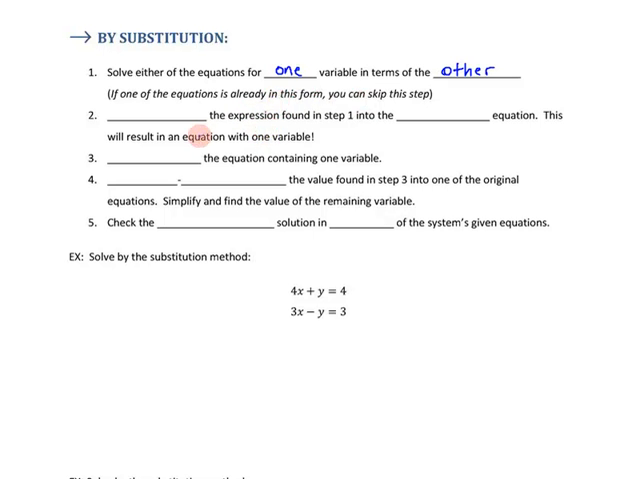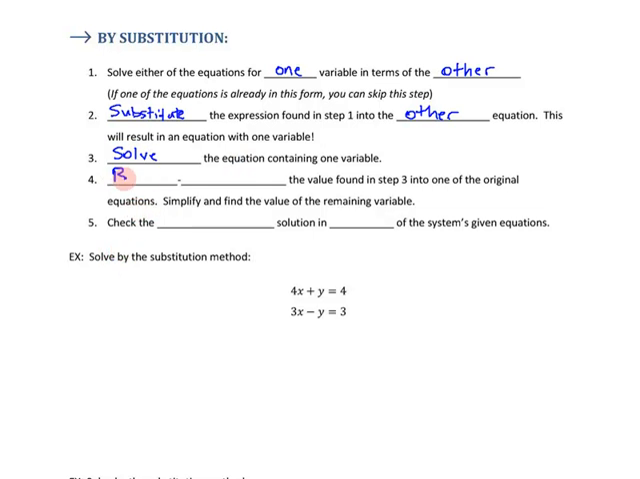Step 2 is to then substitute the expression found in step 1 into the other equation. For example, if we had solved y equals something in terms of x, that means we can replace y in the other equation with that expression that depends on x. The result is an equation that has only one variable. If we have one equation with one unknown, we're back to a linear equation of one variable, which we can solve by just getting that variable by itself. So that means we can solve the resulting equation containing only one variable.